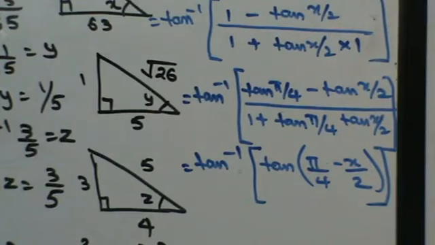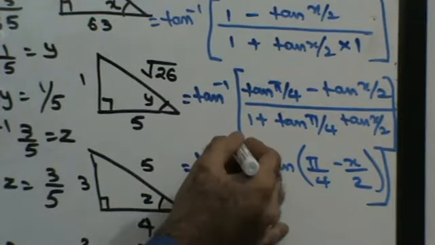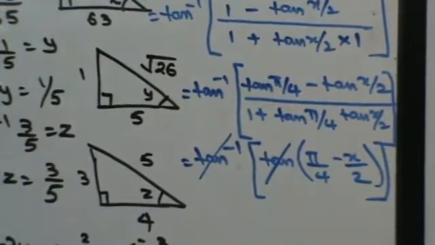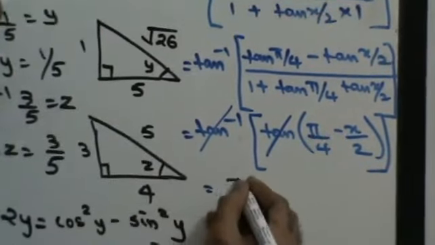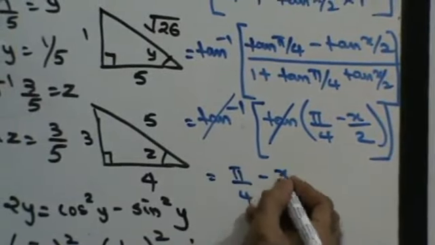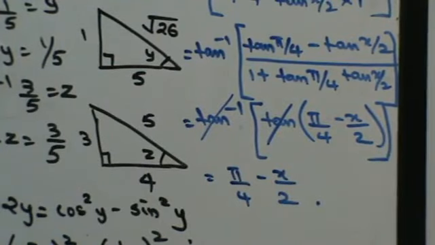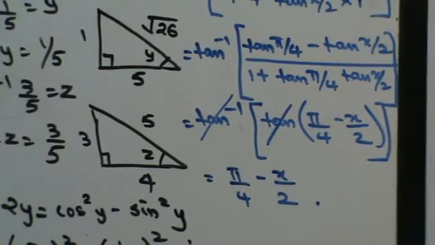Tan inverse and tan are complementary functions. Tan inverse in reality is nothing but 1 upon tan. So tan inverse and tan are complementary functions, so they will cancel each other. So my answer will be pi by 4 minus x by 2. Right? Let's see a couple more sums of this kind, people.